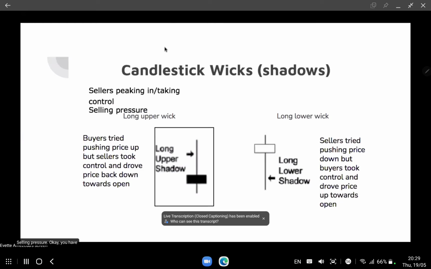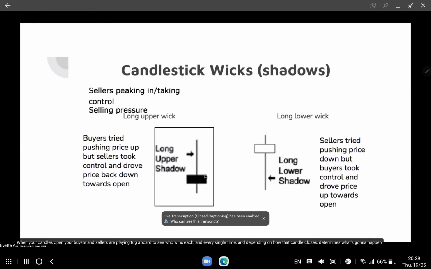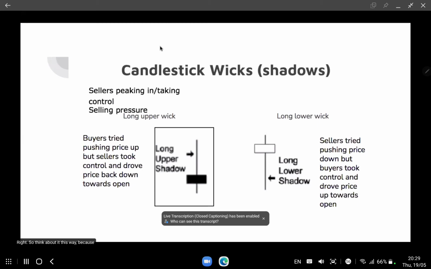You have to think about it like this. When your candles open, your buyers and sellers are playing tug of war to see who wins each and every single time. And depending on how that candle closes, determines what's going to happen, right? So think about it this way, because this is a bearish candle, price opened here. At some point in time, price shot up. Your buyers couldn't maintain that high because your sellers had a lot of power. So what happened? Price came back down and closed right here.